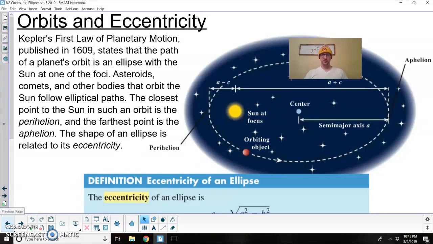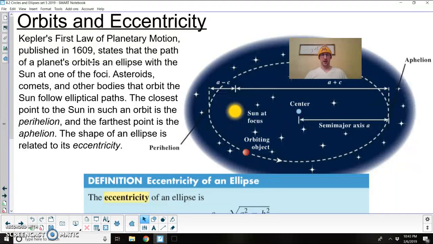Well, hello pre-calc students. I'm going to help you through the end of lesson 2 on orbits and eccentricity. So a couple of applications of ellipses kind of problems. Taking a look, this will be the last page of our notes that we're going to get to. Talk about Kepler's first law of planetary motion.